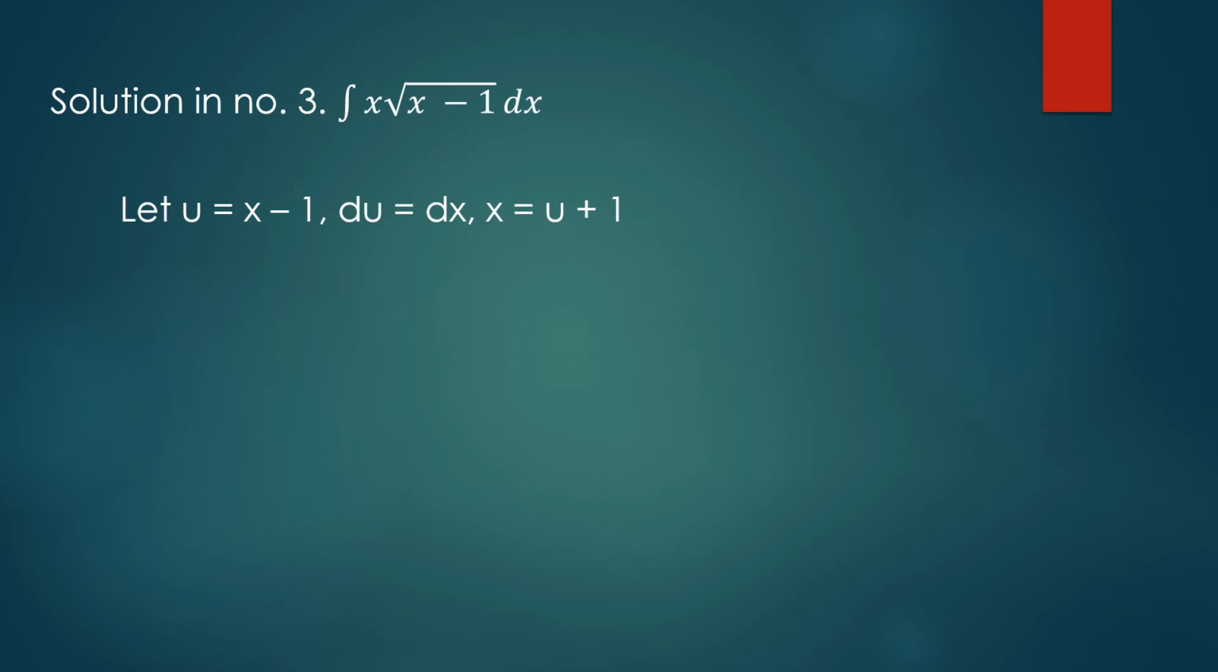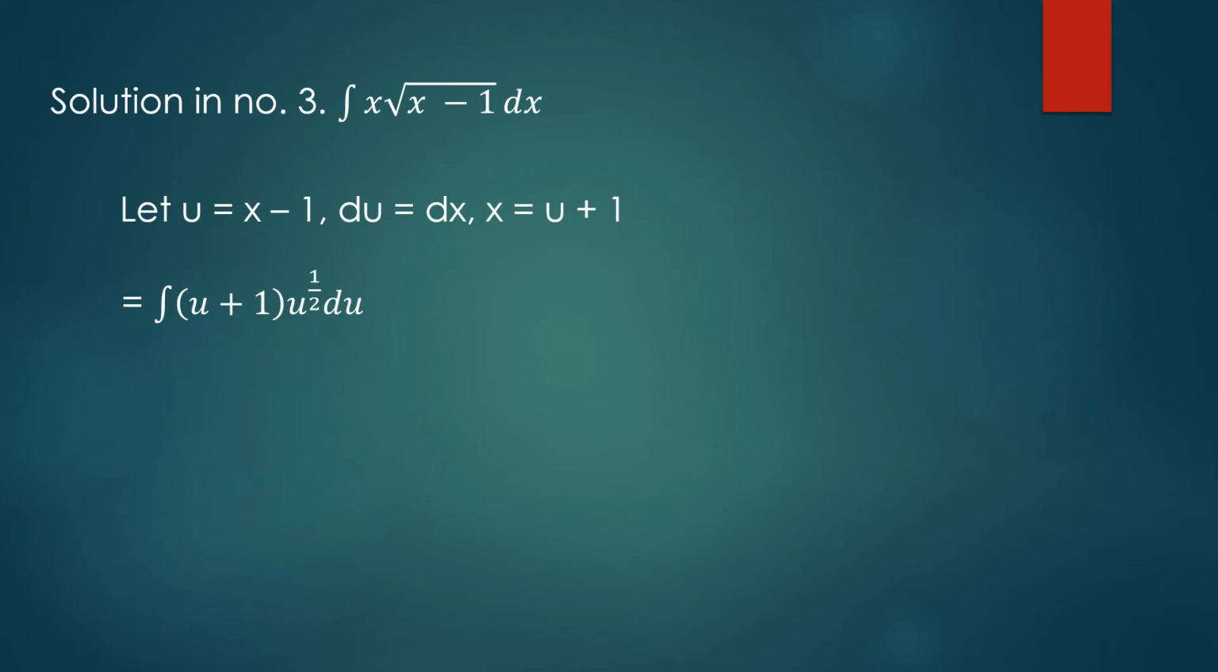We can also identify the value of x. If we transpose this negative 1 to the other side, we have x is equal to u plus 1. Then, instead of writing x in the integral of x times square root of x minus 1 dx, we now have the value of x, which is u plus 1. So we write down u plus 1 times the quantity of u to the power of 1 half, because x minus 1 is our u, okay?